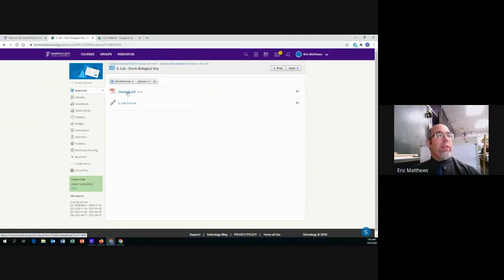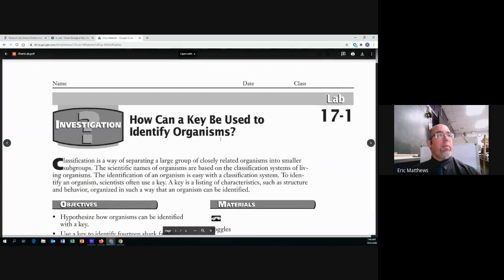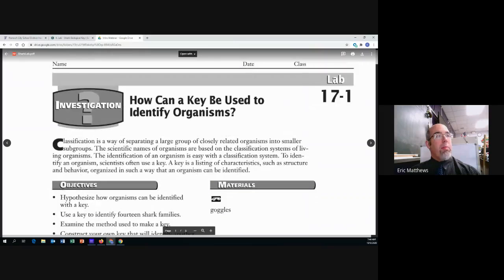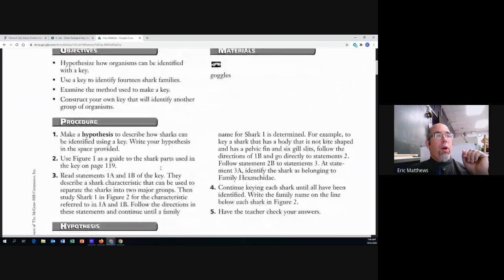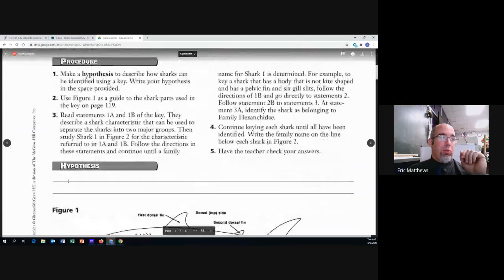So when you click on this, it will open up your PDF that will look something like this. This is the Shark Lab. So it talks about classification and the importance of using the characteristics. Now, you are first going to make a hypothesis right here in this blank. It says, make a hypothesis to describe how sharks can be identified using a key.